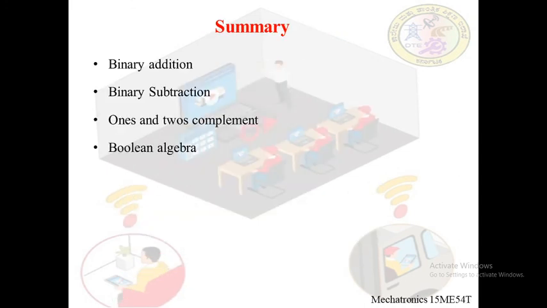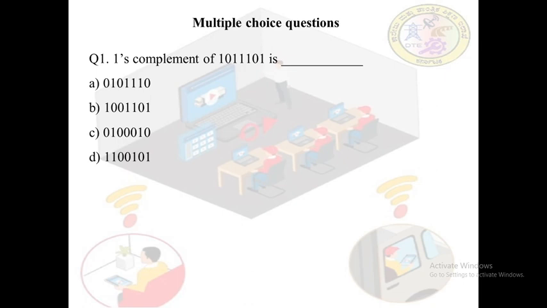So with this we have completed our second chapter and the last session of it. In today's class we saw binary addition, binary subtraction, and we learnt how to find out ones and twos complement, and also we performed binary subtraction using ones and twos complement method, and finally we saw few laws associated with Boolean algebra. And we'll see simple multiple choice questions.